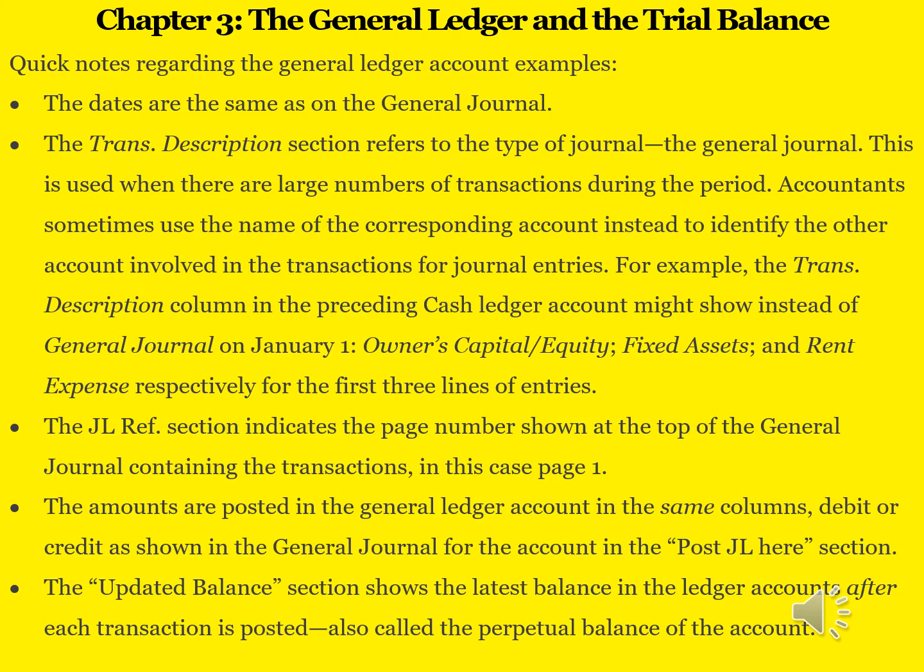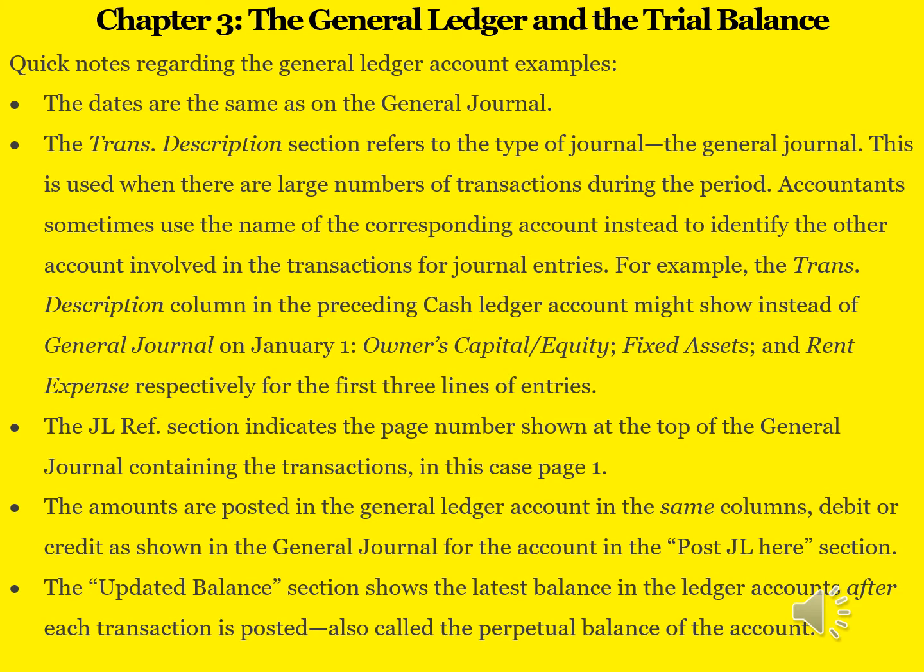Accountants sometimes use the name of the corresponding account instead to identify the other account involved in the transaction for journal entries. For example, the trans description column in the preceding cash ledger account might show, instead of general journal on January 1st, owner's capital / equity, fixed assets, and rent expense respectively for the first three lines of entries.